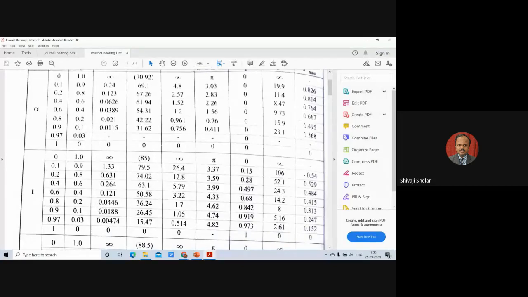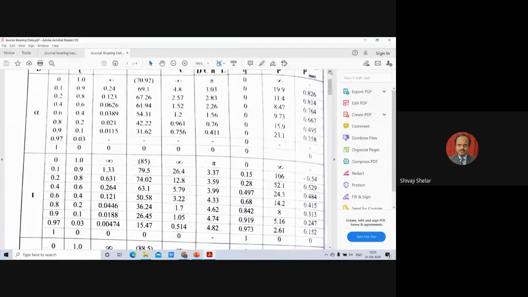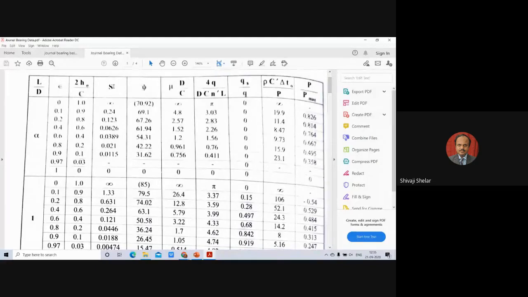So in this row, we have to check the Sommerfeld number. This is the column for Sommerfeld number. My current value of Sommerfeld number is 0.32 something, which is less than 0.631 but greater than 0.264. So my eccentricity ratio is between 0.2 and 0.4. So let's determine the eccentricity ratio for the calculated Sommerfeld number. For that you have to use linear interpolation.